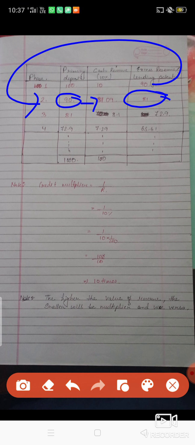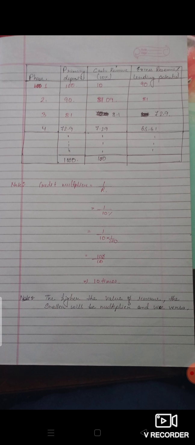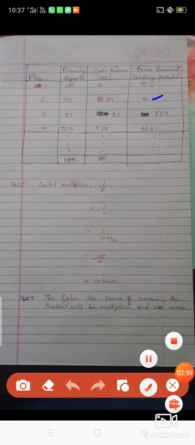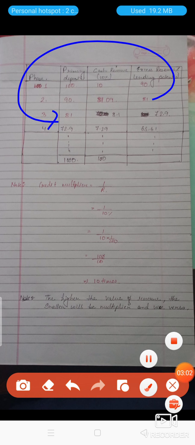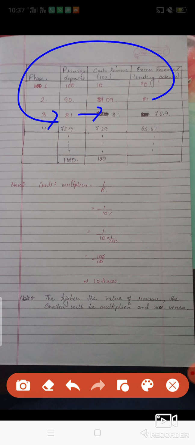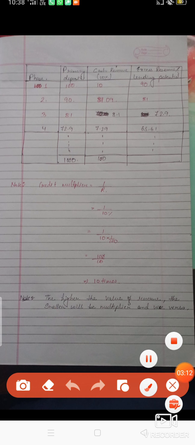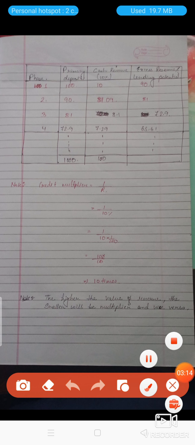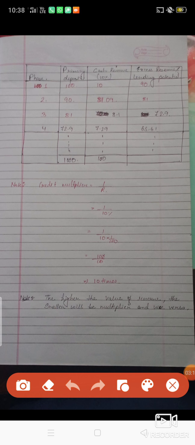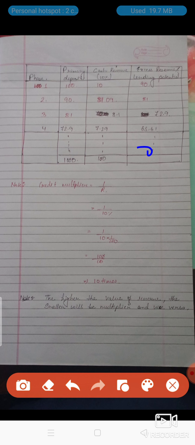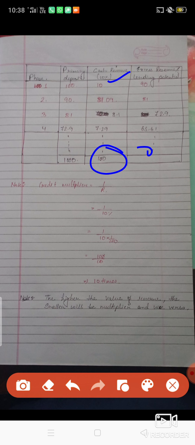Now again this person will deposit this amount in the bank. Again the bank will keep 10% as reserve, 8.1, and the remaining will be given as a loan. In this way it will continue till the reserve becomes 0. It means that here the cash reserve will be 10%, that is 100, and the total deposit will be 1000.